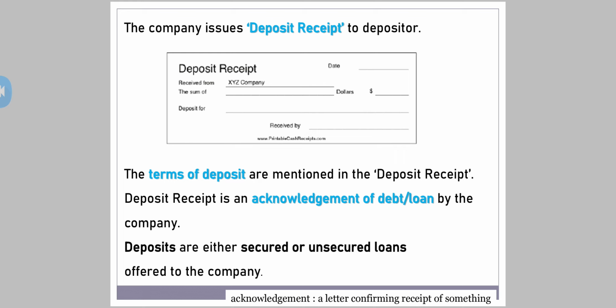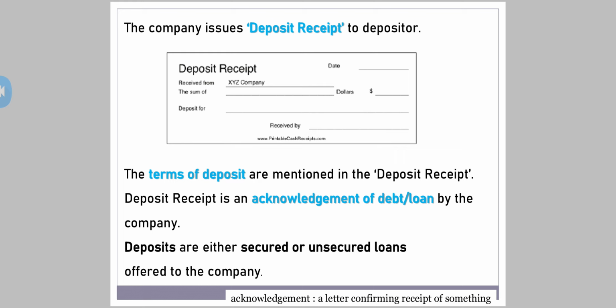What do you mean by the terms of deposit? When the company is going to repay the amount, and what is the percent of interest the company is going to pay? The deposit receipt is an acknowledgement of debt. Acknowledgement is nothing but a letter confirming receipt of something. When I say acknowledgement of debt or loan by the company, that means the company is giving a confirmation that yes, the company has taken a loan from the depositor and is going to pay after a certain period of time.